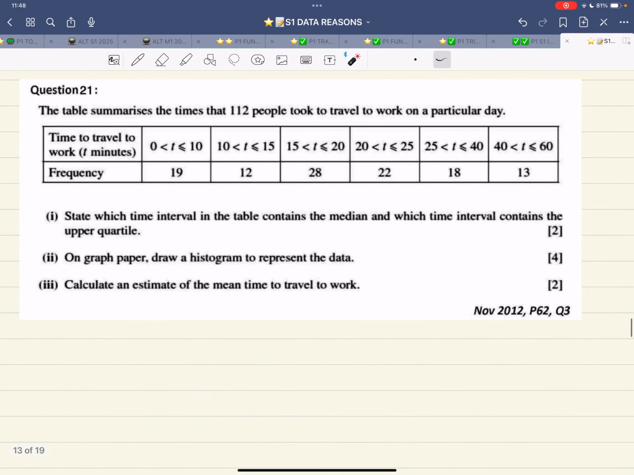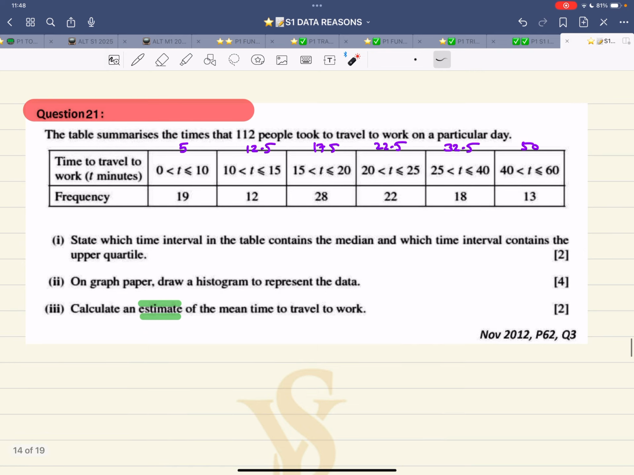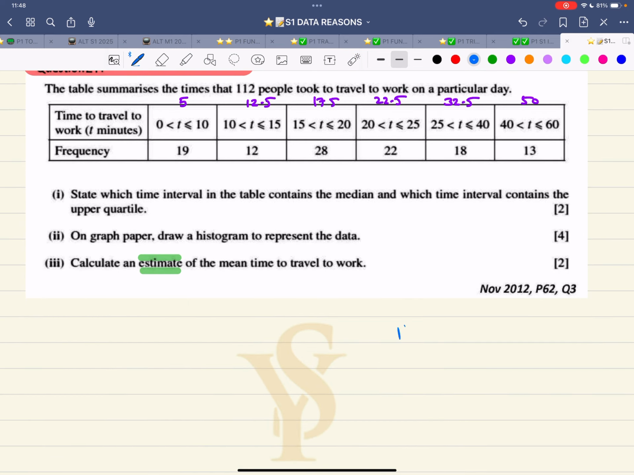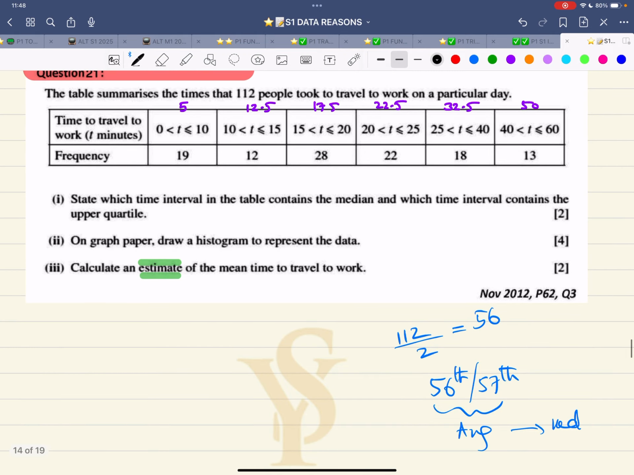So now over here, what we do is that there are 112 people. So let me do the division. That is 112 divided by 2. That is how much? That is 56. So let me look for the 56th and the 57th value, because that average will give us the median. Okay. So now over here, let me add it up.